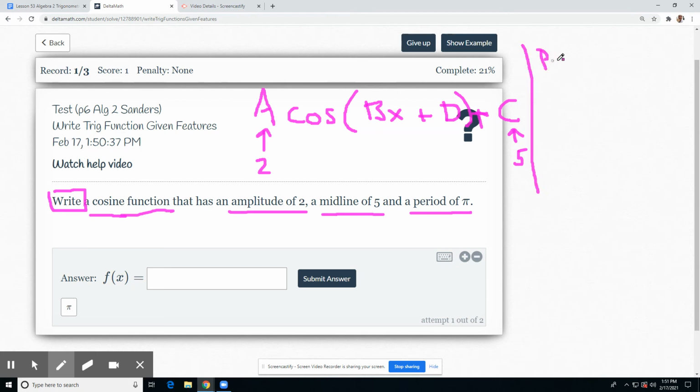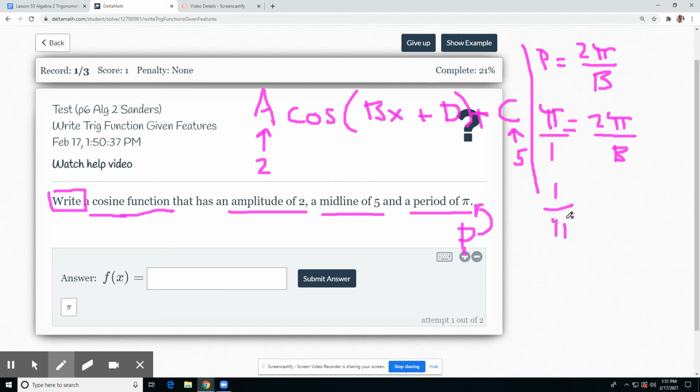The period is equal to 2 pi divided by that b value. And it's absolute value, but we'll deal with that when we have some negatives and do it case-by-case. So the period, they're telling us that the p is equal to pi. So I'd say pi equals 2 pi over b. I'll do my other trick, which is the reciprocal trick. So I flip both sides, 1 over pi equals b over 2 pi.